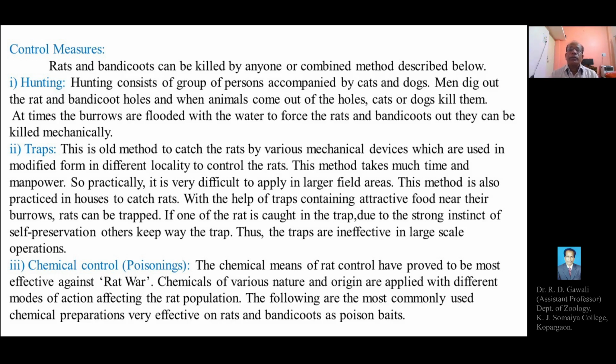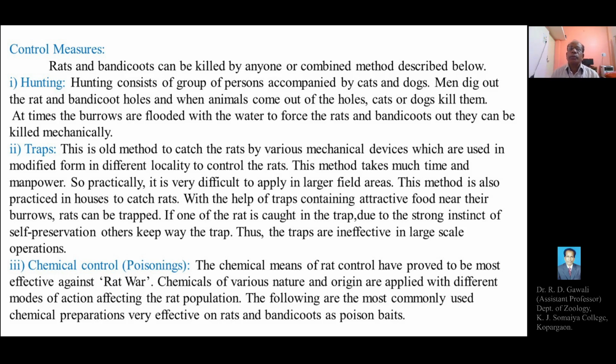Men dig out the rat and bandicoot holes or burrows, and when the rats and bandicoots come out of the holes or burrows, cats and dogs kill them. At times, the burrows can be flooded with water to force the rats and the bandicoots out. They can be killed mechanically. So these are the two types of hunting methods.